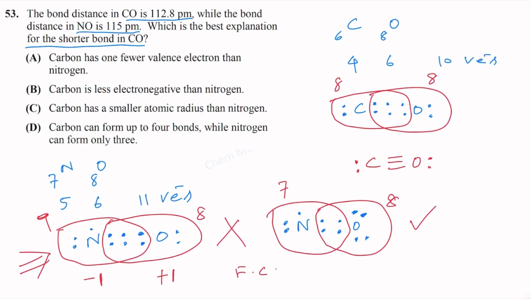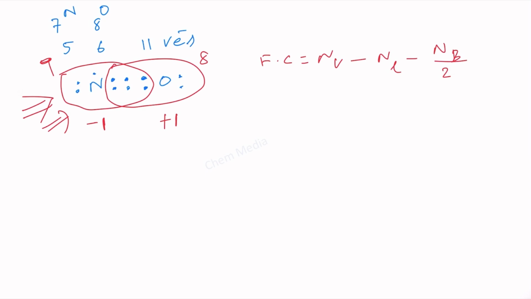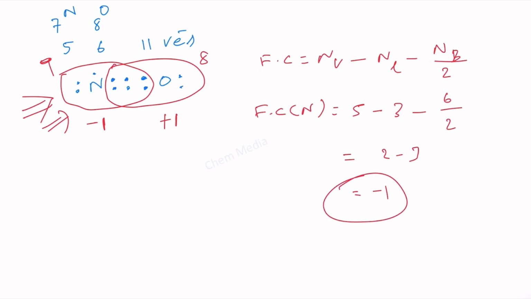Formal charge is equal to number of valence electrons minus number of lone pairs of electrons, that means non-bonded electrons, minus number of bond pairs of electrons by 2. So in this case the formal charge for nitrogen will be 5 minus number of non-bonded electrons 3 minus we have 3 bond pairs and therefore 6 by 2. So this will be 2 minus 3 and that is equal to minus 1. Nitrogen is less electronegative compared to oxygen, but we are putting a minus 1 formal charge.